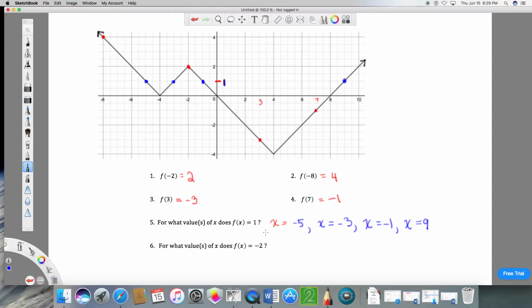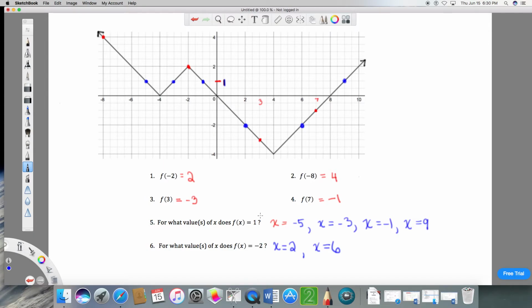What about -2? Well, down here is -2. This point and this point each have y-coordinates that are -2. That's occurring when x is +2, y is -2. When x is 6, y is -2. So there's our answers for these first 6.